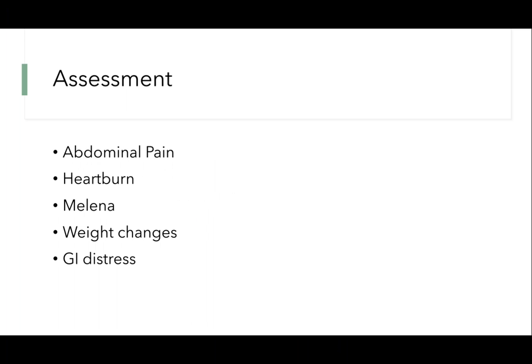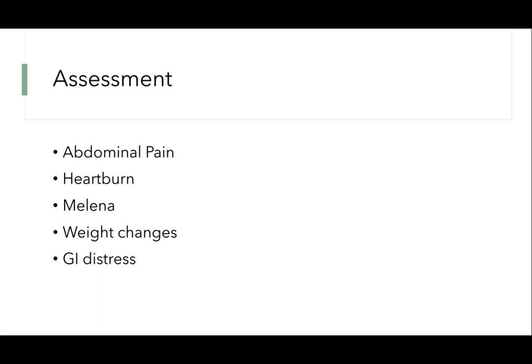So the assessment for peptic ulcer would be abdominal pain, heartburn, melena, weight changes, and GI distress. It's very important to know that when you are diagnosing a patient with a nursing diagnosis, the NANDA, you need to see at least 2 or 3 symptoms of a category of a disease in order for it to be specific enough to say, okay, this patient has this or this patient has that.